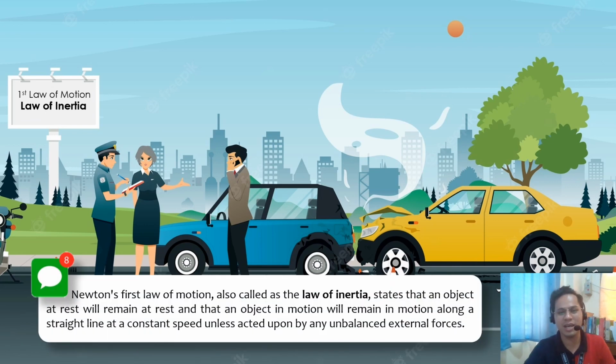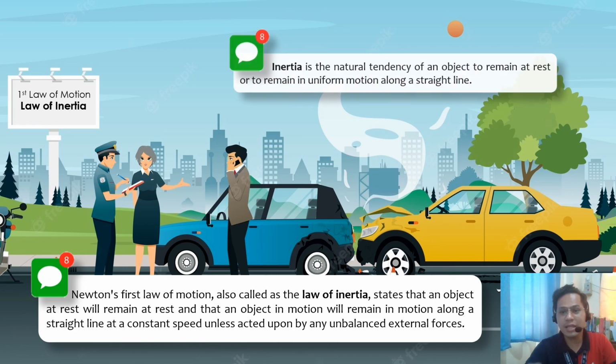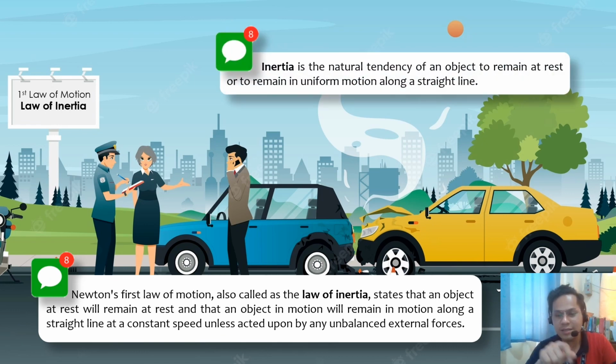Now in this case we have here Newton's first law of motion, also called the law of inertia, which states that an object at rest will remain at rest and that an object in motion will remain in motion along a straight line at a constant speed unless acted upon by an unbalanced external force. Now, take note that inertia is the tendency of an object to remain at rest or to remain in uniform motion along a straight line.